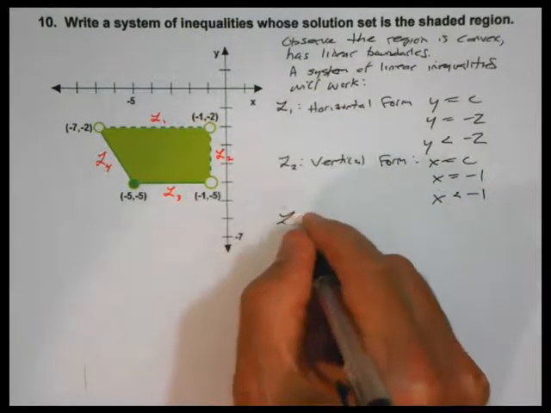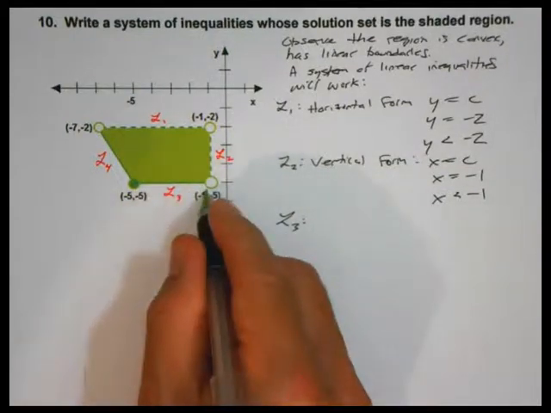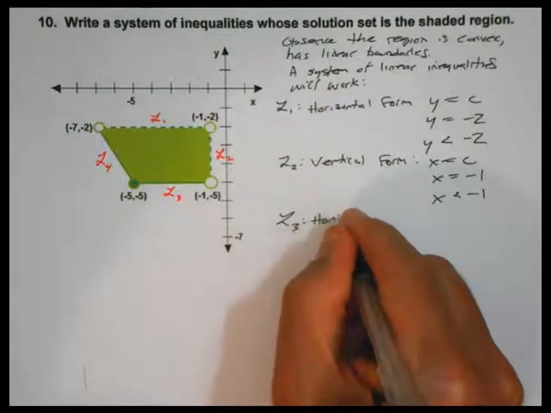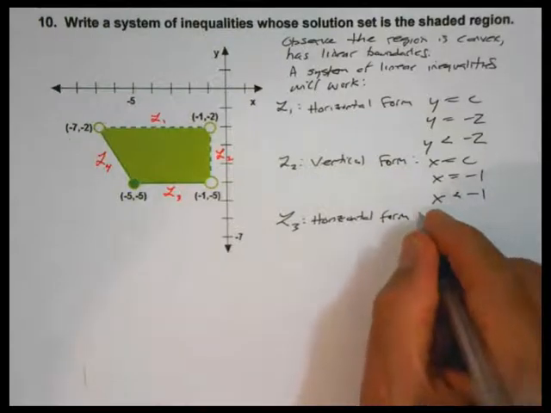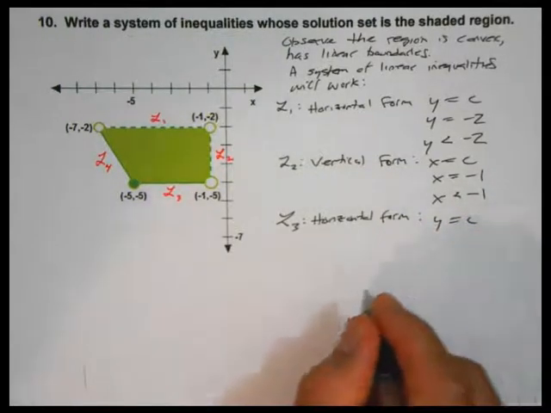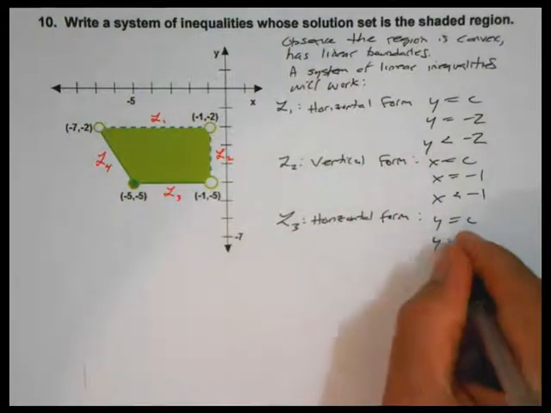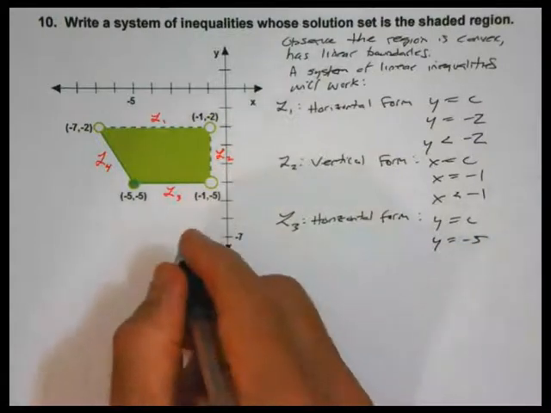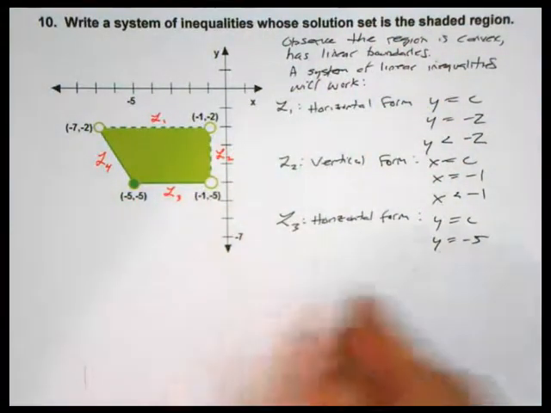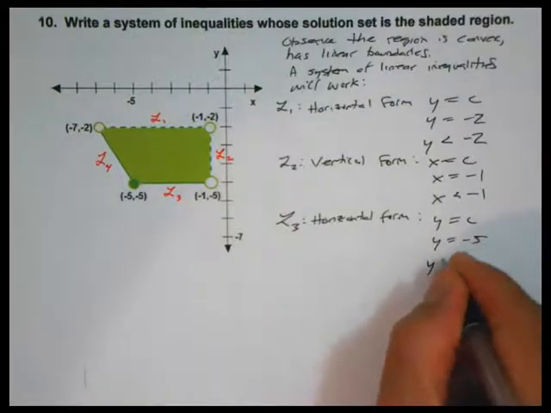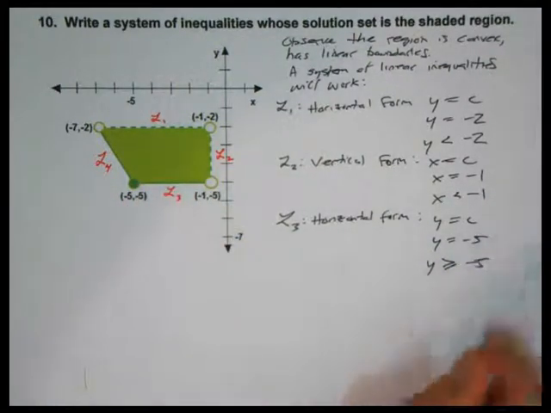Okay, let's go to L3. L3, okay, this line is horizontal, so we're back to considering the horizontal form for our basis. We have that known to be y equal to a constant. In this case, the y is held as being -5 for its value. Now we want a half plane all lying above this boundary line. So that means y greater than or equal to -5, solid line.